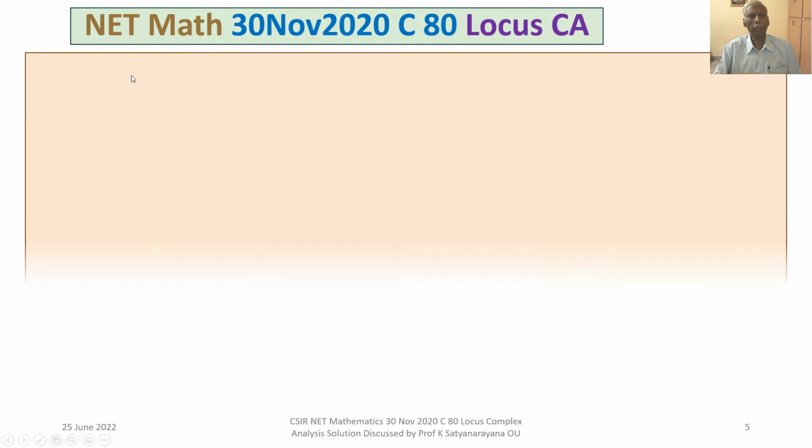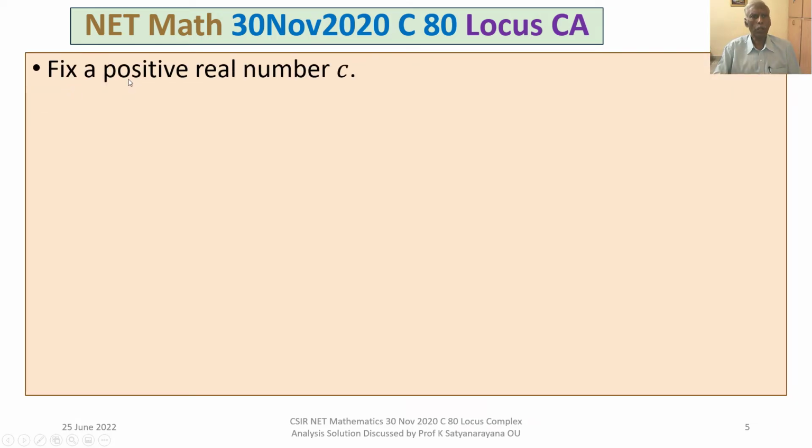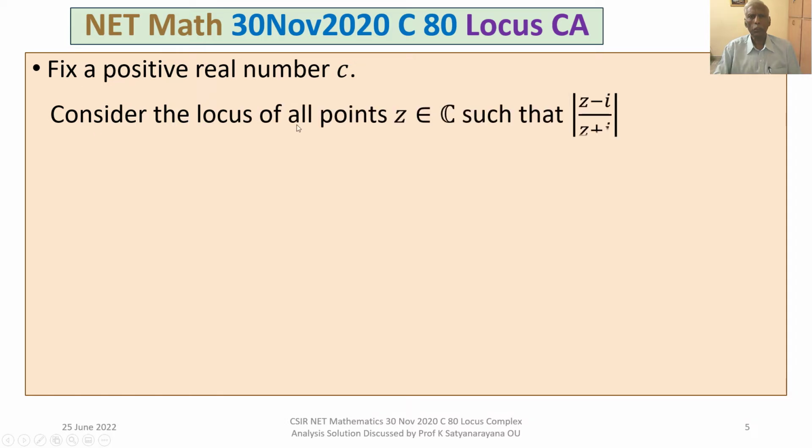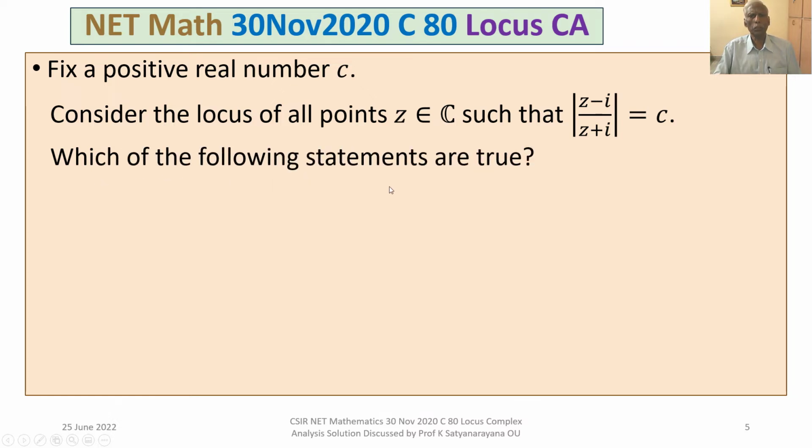The problem is: fix a positive real number C. Consider the locus of all points Z belonging to the set of complex numbers such that modulus of (Z minus i) by (Z plus i) is equal to C, where C is a constant. Which of the following statements are true? We are given four options.